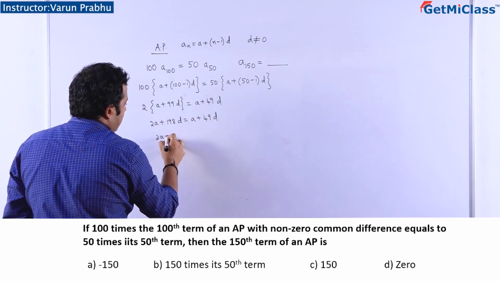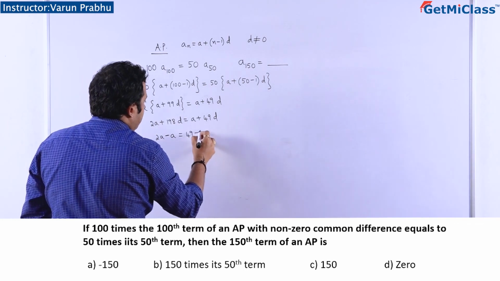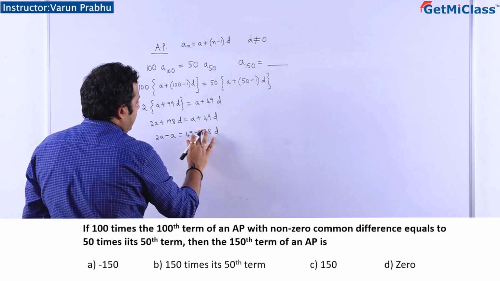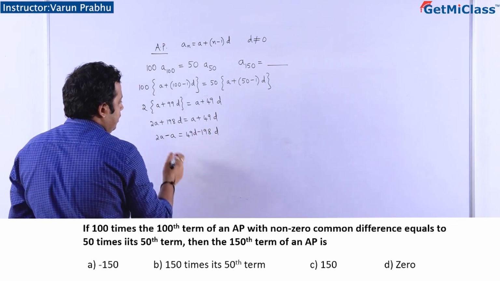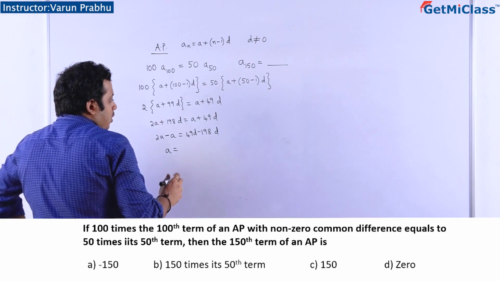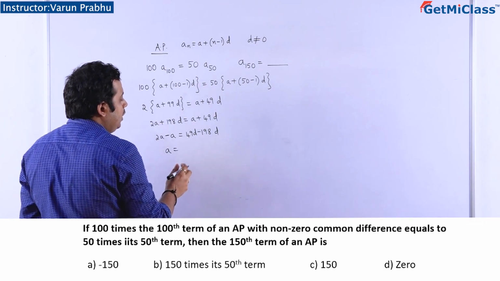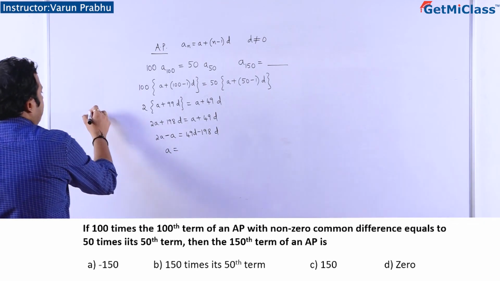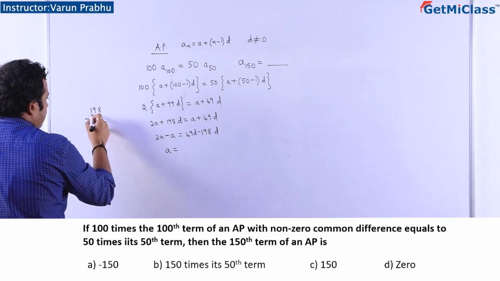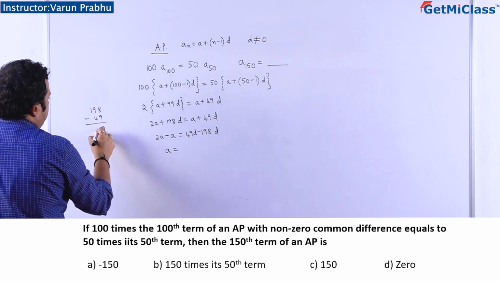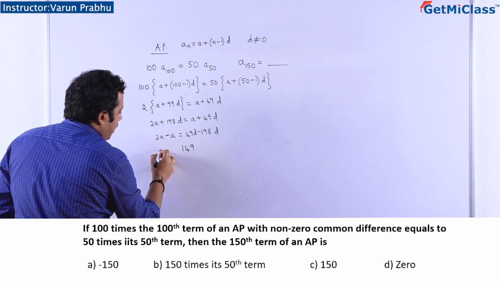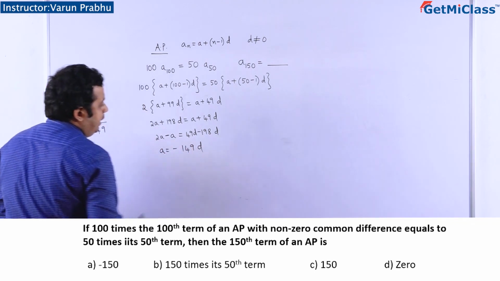2a minus a, that is equal to 49d minus 198d. So your answer to the question, a, that is equal to 49 minus 198, that is 198 minus 49. So 9, 8 minus 4 is 4, 149. A is equal to minus 149d.